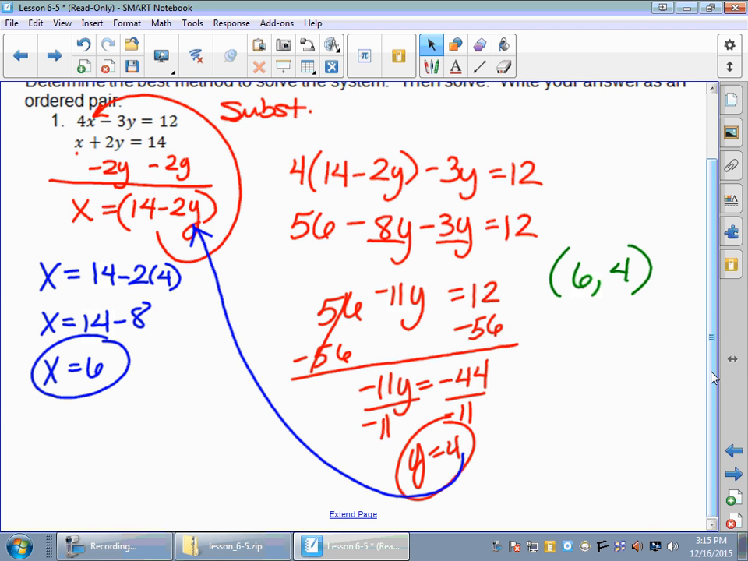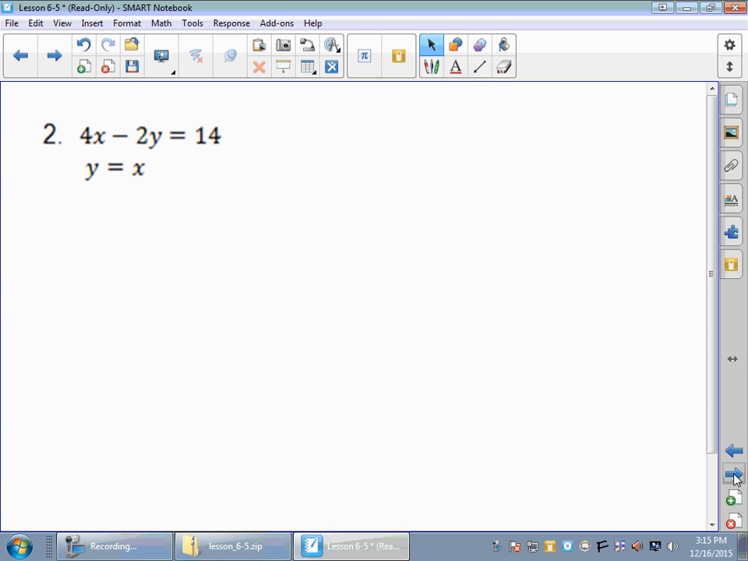Okay? So you wouldn't be wrong if you chose elimination. It's just maybe it would take you a little bit more time. Or, doing it with substitution and then checking it with elimination is an excellent strategy, especially on tests or quizzes.